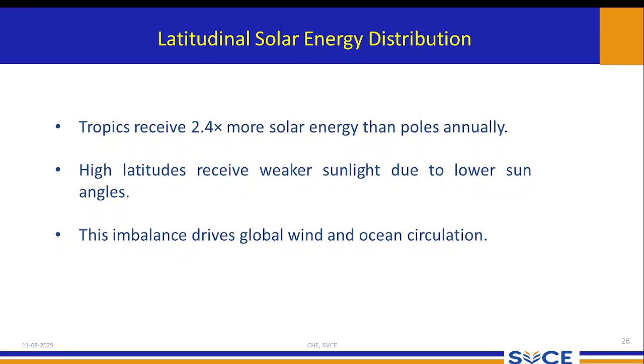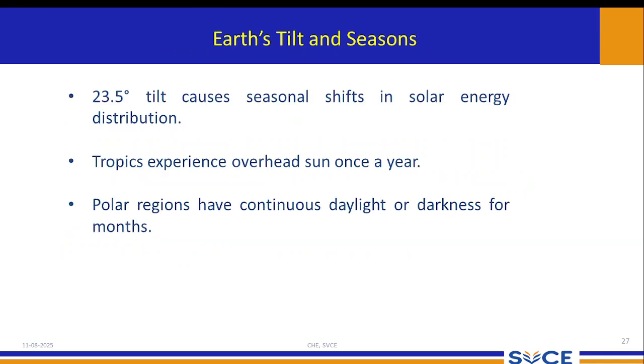Let's say you have a higher altitude; it receives weaker sunlight due to lower sun angle. Because of that, high altitudes are not getting much sunlight. If you go to Ooty or Kodaikanal, you don't find it very hot. Also the pressure is very low there, so obviously the wind will flow with high intensity. This imbalance drives global wind and ocean circulation. What it means is that the latitudinal imbalance in solar energy distribution drives global wind and ocean circulation.